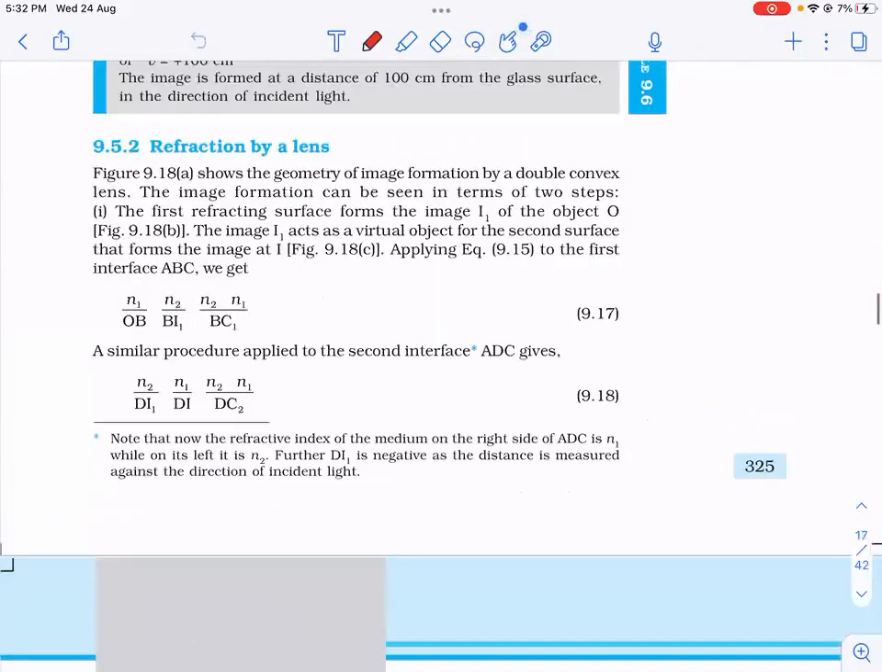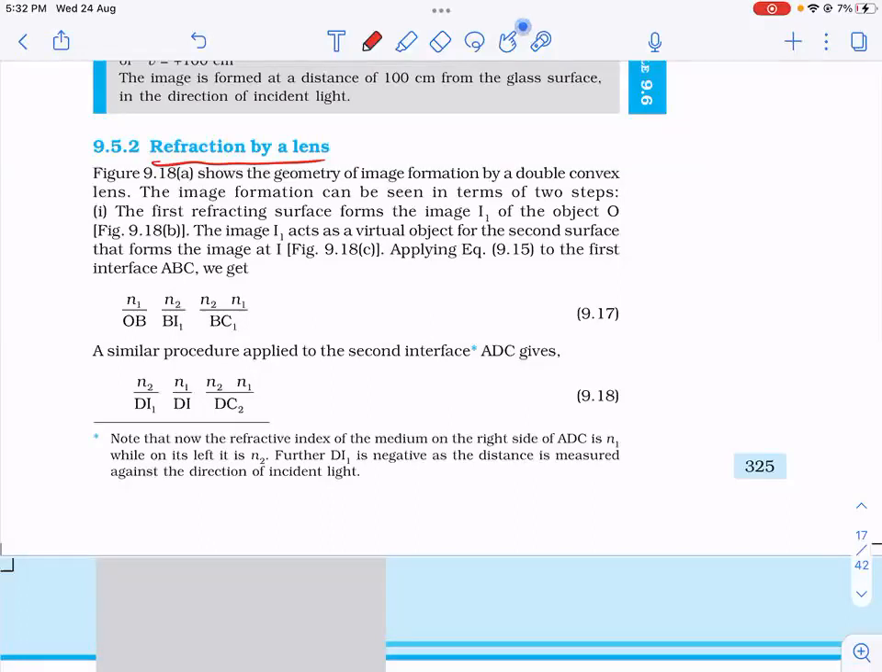So write down the heading as refraction by a lens. So here you need to understand one point. What do I mean by refraction by a lens? First of all, how did I define lens? Lens is an optical device where at least one of the refracting surfaces is spherical in nature. That's when you call it a spherical lens.